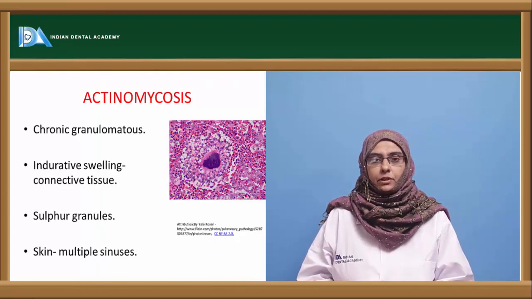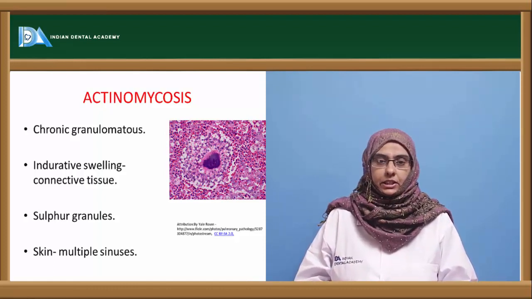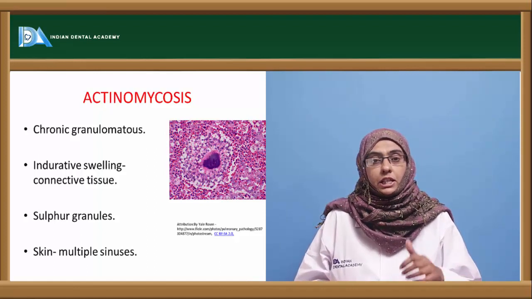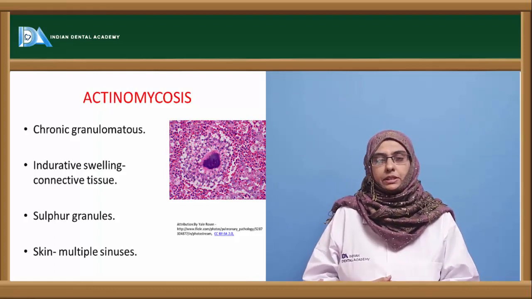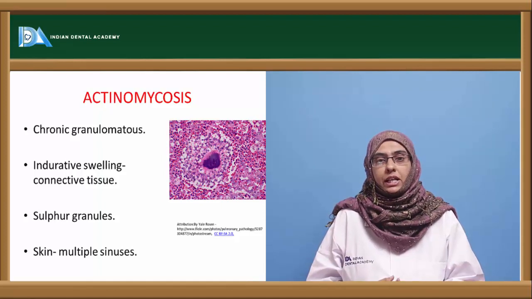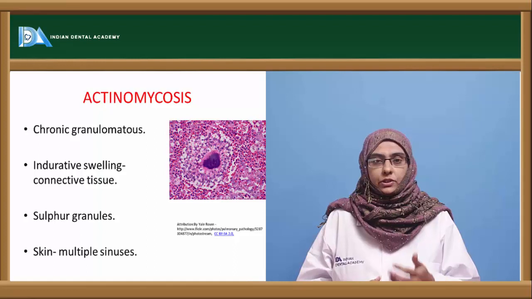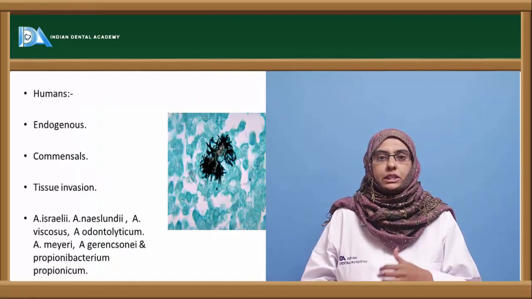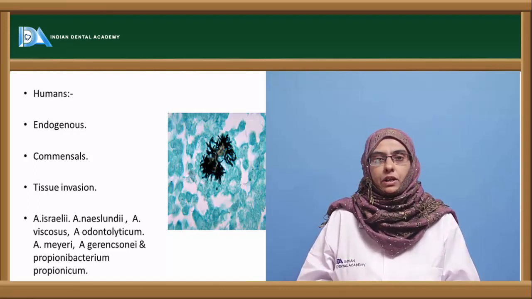Coming to the disease, actinomycosis is a chronic granulomatous disease, whose characteristic feature is indurated swelling, especially involving the connective tissues. Suppuration is seen along with the presence of sulfur granules. The presence of sulfur granules is a characteristic feature of this disease and helps in identification of the organism in lab diagnosis. It usually involves the skin, which can lead to multiple sinuses. There are discharging sinuses which contain the granules that help in identification of the organism.